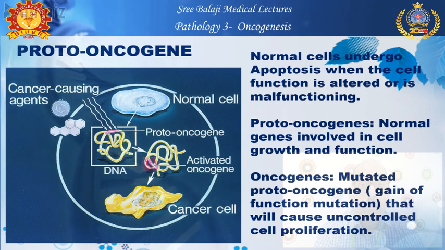So now we got an analogy. Proto-oncogenes are normal genes involved in cell growth and function. Oncogenes are mutated proto-oncogenes. There is a gain of function mutation that will cause uncontrolled cell proliferation.